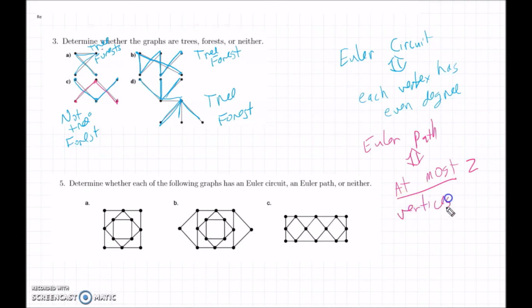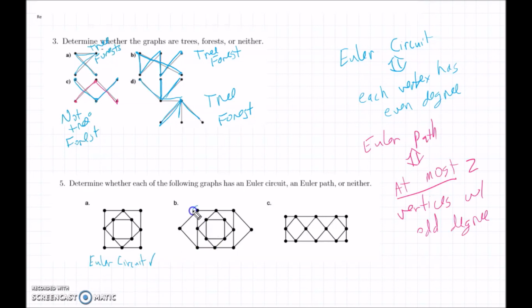2 vertices with odd degree. So let's just check those conditions, okay? This vertex has degree 2, this one has degree 2, this one has degree 2. So the corners all have degree 2, these ones in the middle all have degree 4. This has degree 4, degree 4, degree 4, degree 4. So it looks like they all have even degree. So yeah, there's an Euler circuit. Euler circuit, check. Okay. Let's look at the next one.